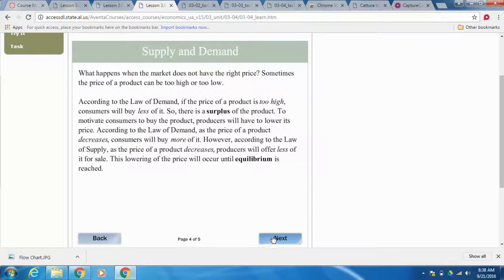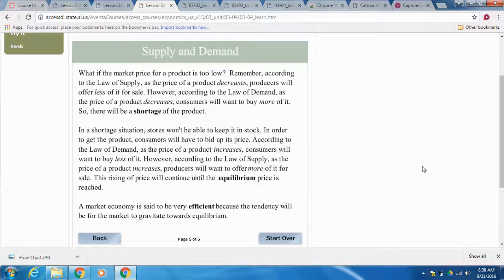Okay, now if the price of a product is too high or above equilibrium, there will be a surplus of the product. The solution for that is that producers must lower their prices. If the price is too low or below equilibrium, there's going to be a shortage, and consumers will have to bid up the price to fix that problem.